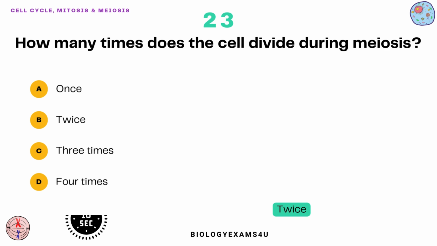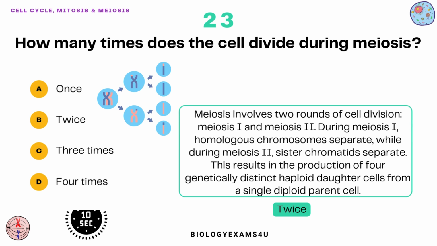The correct answer is twice. Meiosis involves two rounds of cell division, meiosis 1 and meiosis 2. During meiosis 1, homologous chromosomes are separated, while during meiosis 2, sister chromatids are separated. This results in the production of 4 genetically distinct haploid daughter cells from a single diploid parent cell.